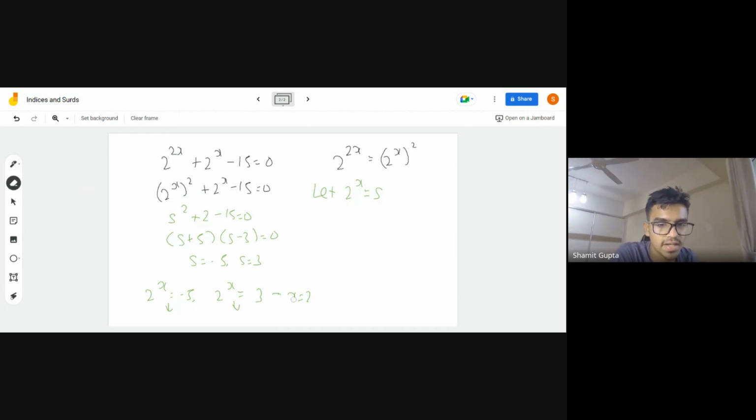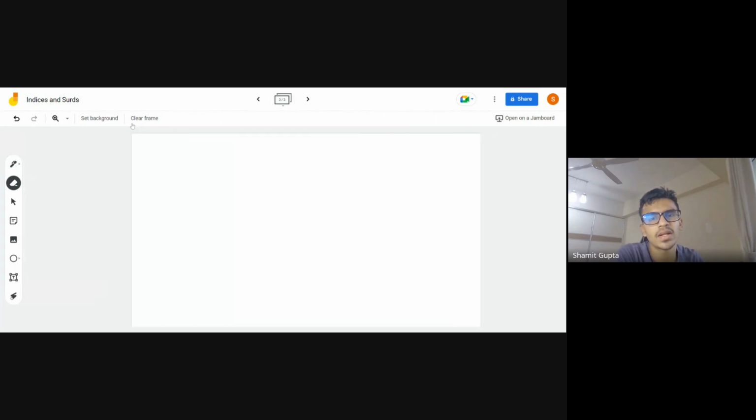Then x will actually be log base 2 of 3, which you don't need to worry about if you have not done logarithms yet. But if you're revising and you're watching this video, then yes, you need to know how to solve these using logarithms. That's a lot about indices.